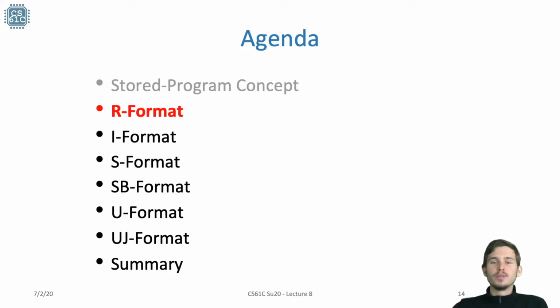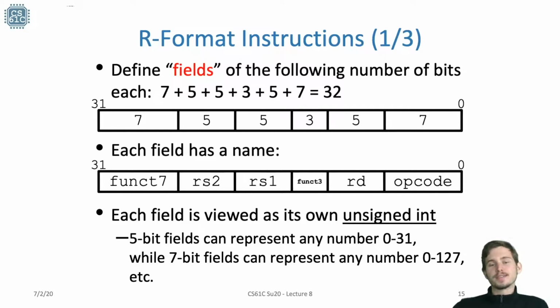Hello everyone, welcome to the next topic of today's lecture, which is about R format instructions. So the first thing is let's take these 32 bits and split them up into fields. Specifically, we'll split them up into the different pattern that I showed below. So we'll start out with 7 bits here, then 5, 3, 5, 5, 7.